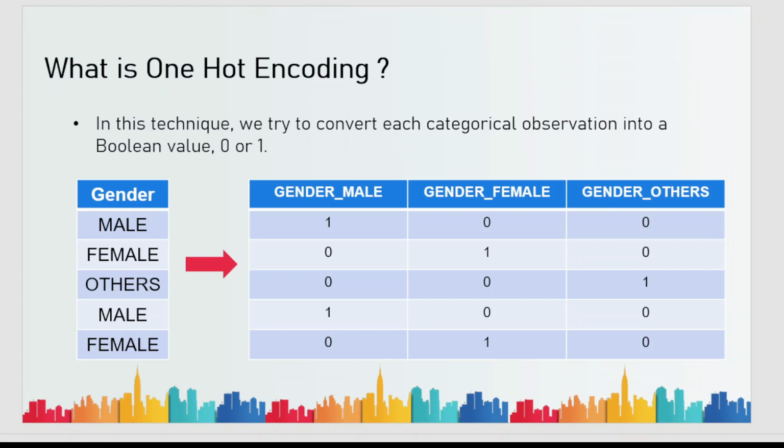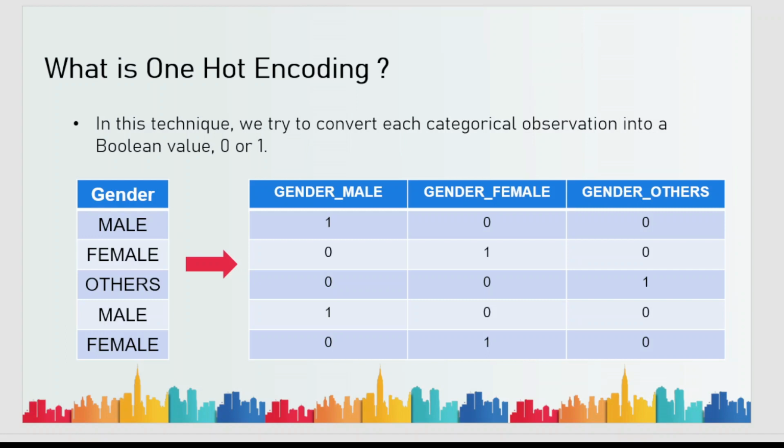So in this technique, we try to convert each categorical observation into Boolean values. If you don't know what Boolean values are, it's just 0 or 1, where 0 means there is no presence and 1 means there is a presence. So let's take the example of this gender variable, which is categorical in nature. First look at the first observation, which is male. In the gender male column, we have 1 and all the other columns have 0 in it, which will help the machine learning algorithm to interpret that this observation is male. And the same thing you can see for the rest of the observations.